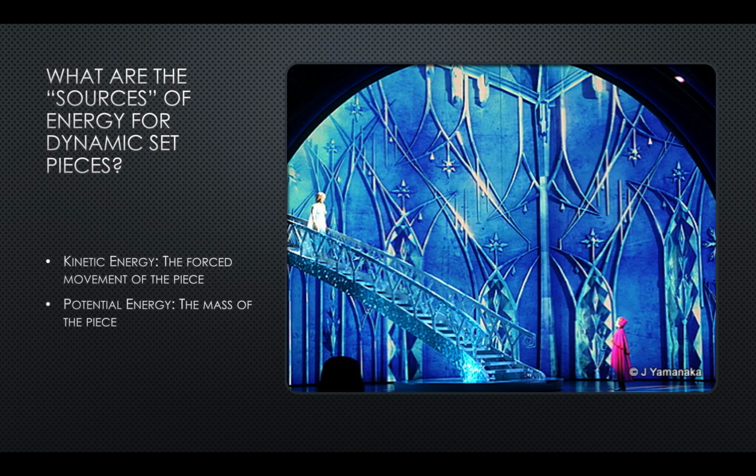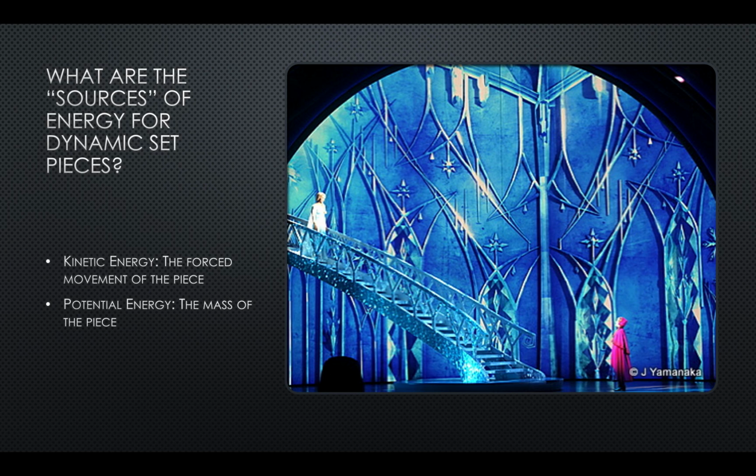Alright, so what are the sources of energy for our dynamic set pieces? We've defined that we have this kinetic energy and this potential energy that are going to change our system dynamics. But we need to be able to apply those to what the dynamic set piece is actually doing. So for our kinetic energy, we have the forced movement of the piece. And for the potential energy, we have the mass of the piece.